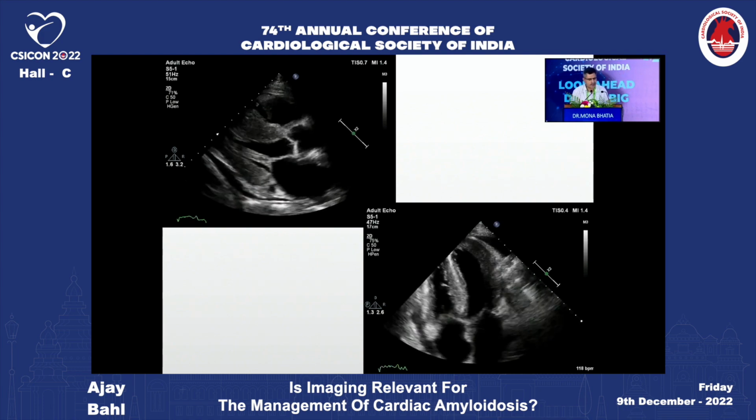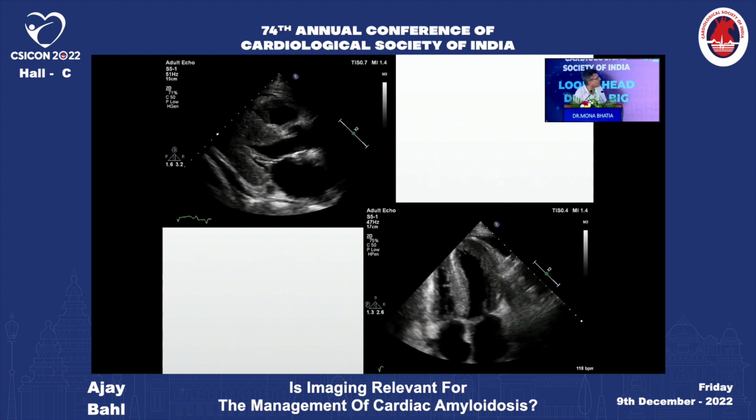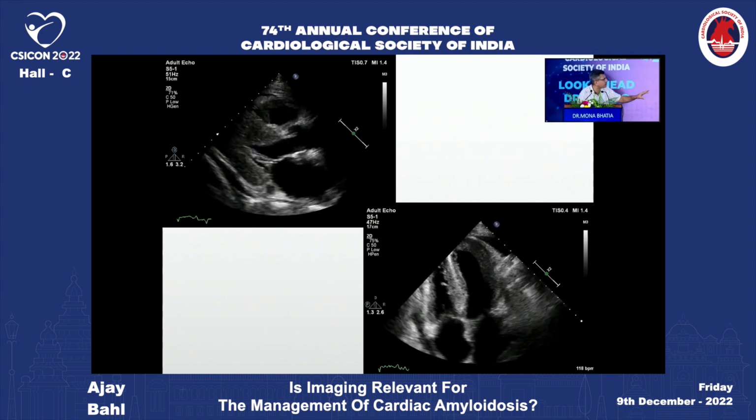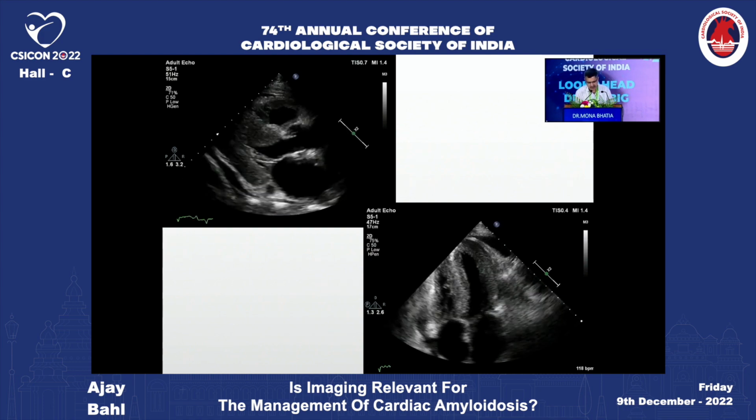So we can see the typical features. There's left ventricular hypertrophy. Despite the hypertrophy, the contractility is not very good. Features of restrictive physiology, that is biatrial enlargement, are present. And as we can see, the interatrial septum is also thick. Occasionally, there might be some pericardial effusion.